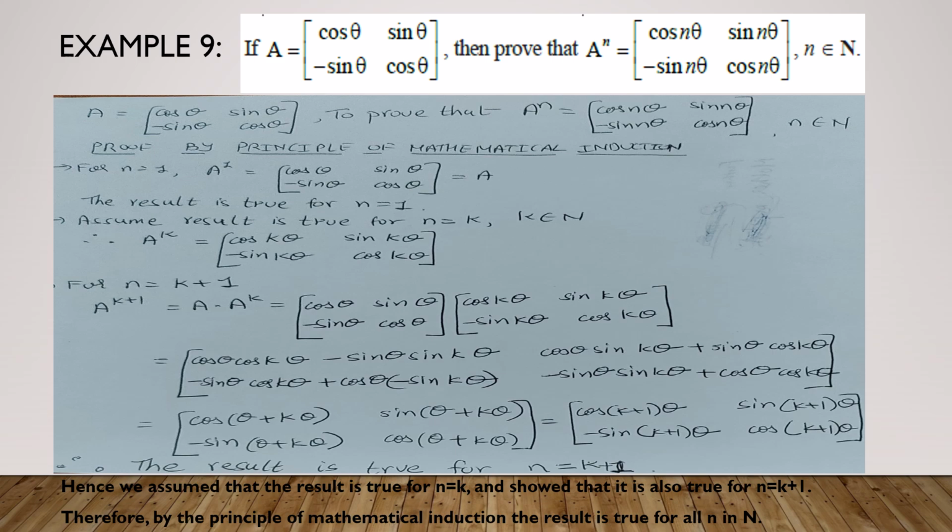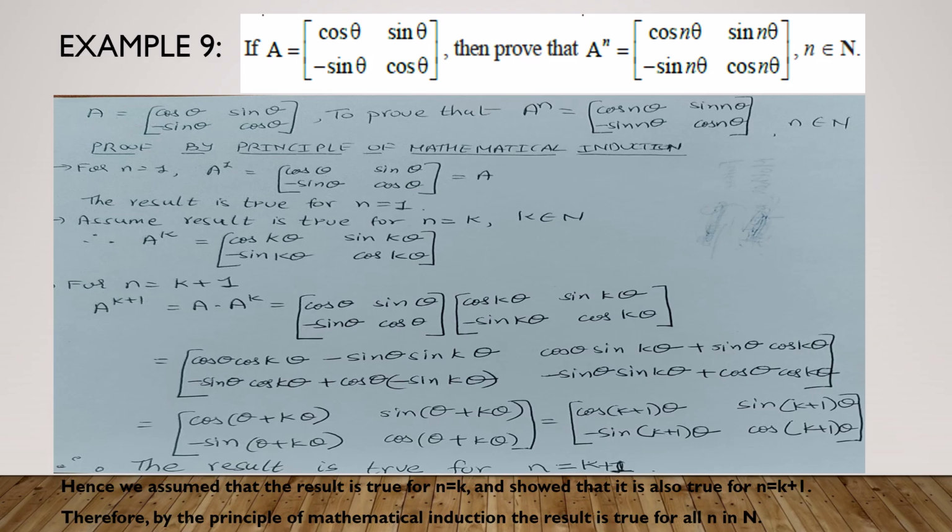Using this assumption, which we have assumed to be true, let us try to prove it is true for k plus 1 also. So now what is A raised to k plus 1? You can write it as A into A raised to k. So first write your matrix A, then write your matrix A raised to k.